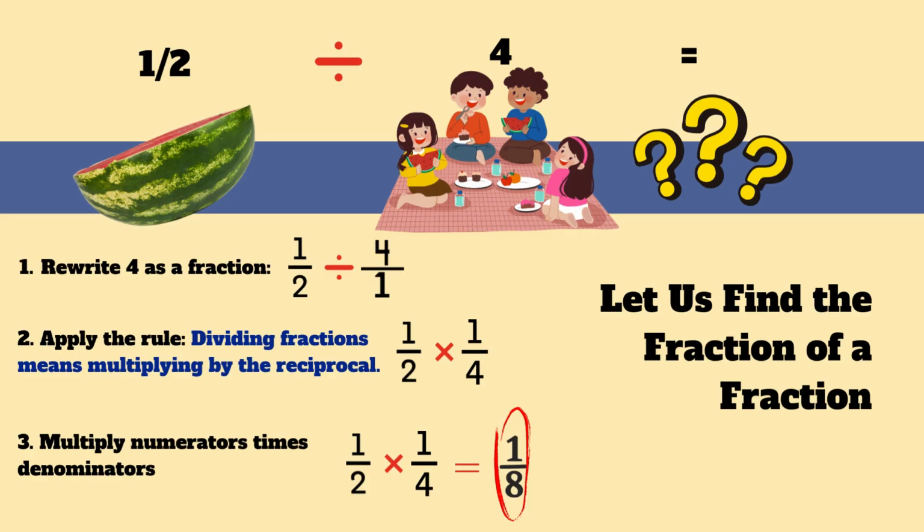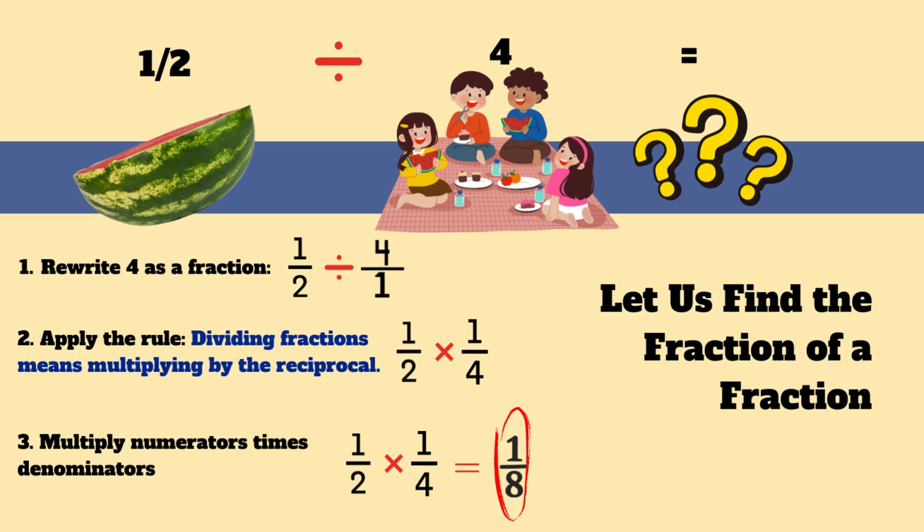So now let's do the math. 1/2 divided by 4 equals what? So first we need to rewrite the whole number 4 as a fraction, which would be 4 over 1. So our problem becomes 1/2 divided by 4 over 1.